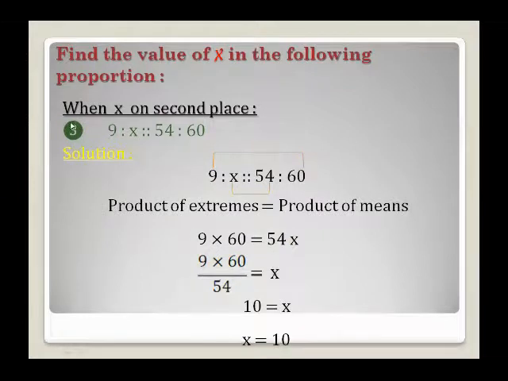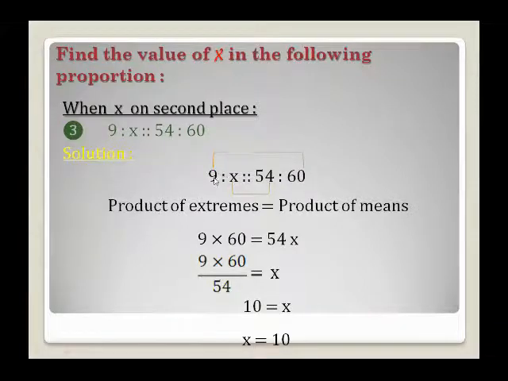Now, this one is the third part of the same exercise, when x is in the second place. If we have x in the second place in our question, how do we solve it? It is question number 3, 9 ratio x proportion 54 ratio 60. Now here we start the solution, which is 9 ratio x proportion 54 ratio 60. Now we have the same formula, product of extremes is equal to product of means.